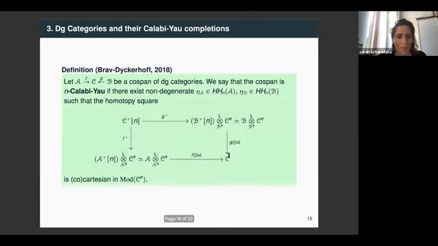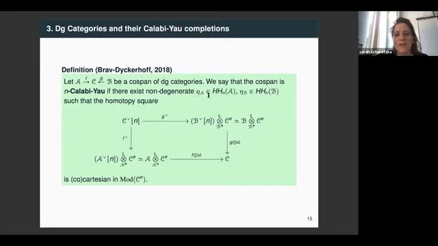We've seen beforehand the definition of a shifted Lagrangian structure for a correspondence of stacks. Now the equivalent, and we will see in a second why it's really the equivalent, is the definition of Brav and Dyckerhoff of an n Calabi-Yau cospan. So if I have a cospan, it is what you see here. We have maps between DG categories, one from A to C and one from B to C. And then we call this cospan n Calabi-Yau.